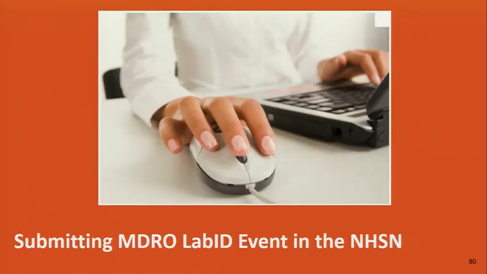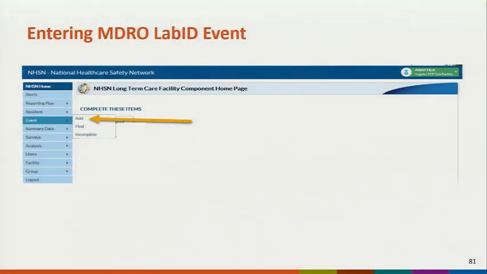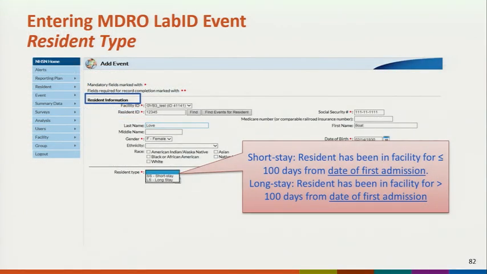Okay, let's talk about submitting an MDRO LabID event into the NHSN. The steps are very similar to what we've gone through with our C. difficile LabID event. You go to Event and you click Add. The first part is your resident information. So remember, everything with a red asterisk must be completed. And then you come to your resident type, and you must select between short stay and long stay.